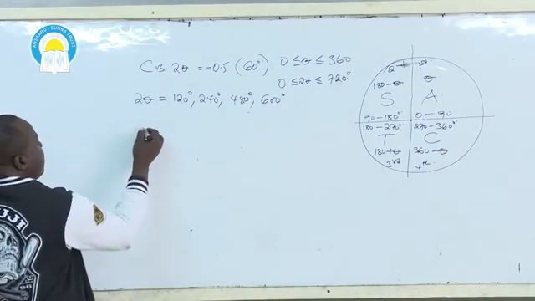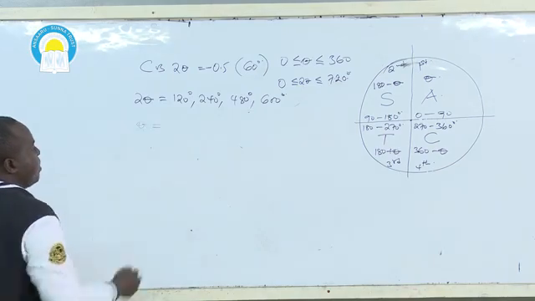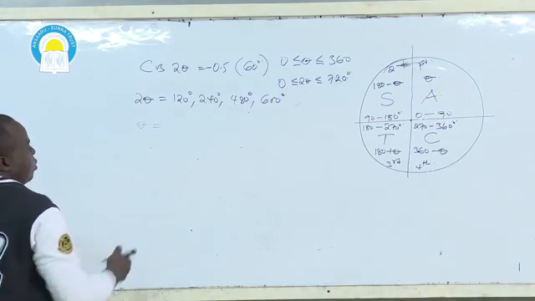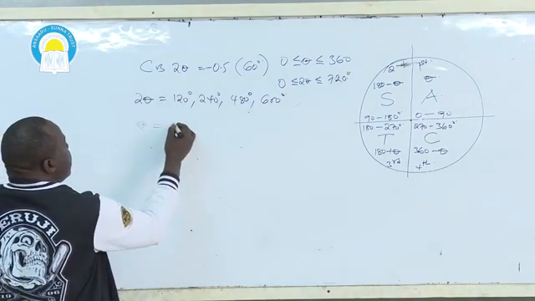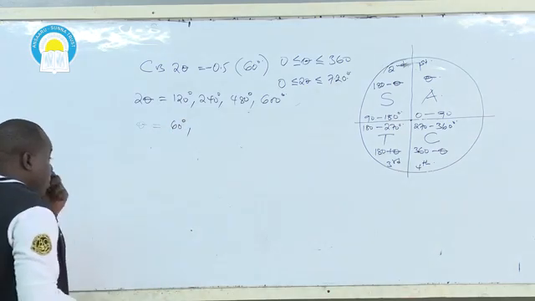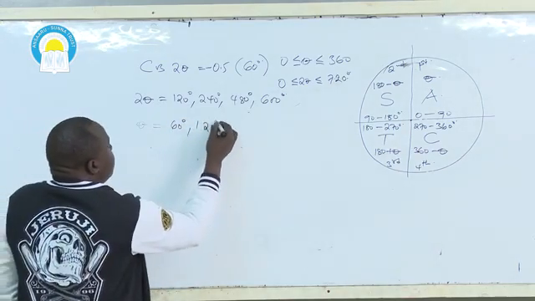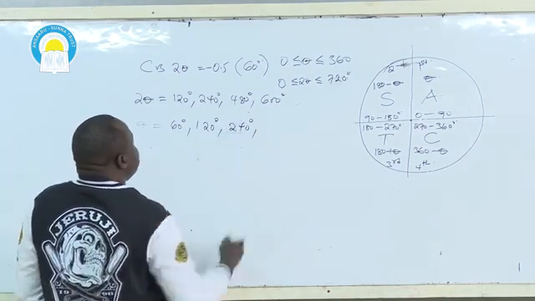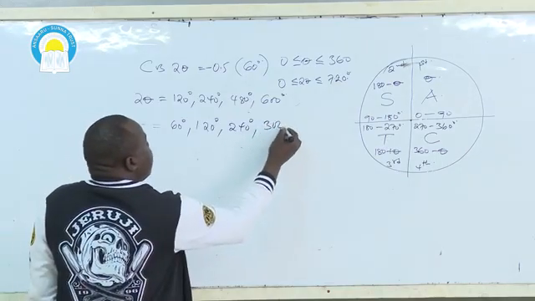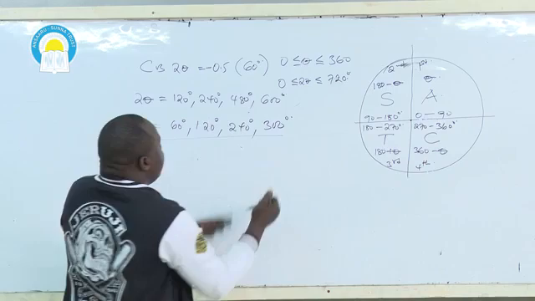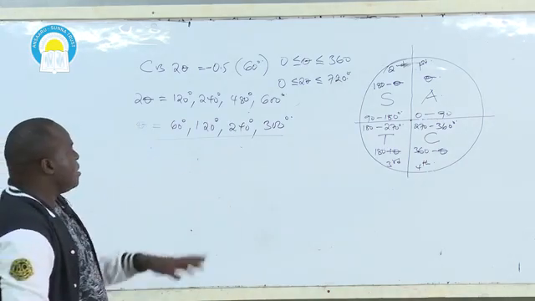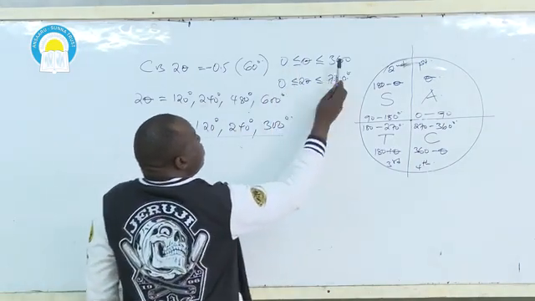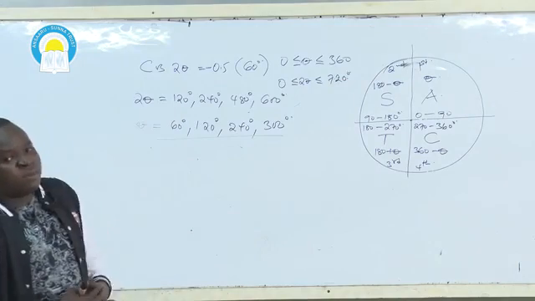Now, to get the value of theta, simply divide each value by 2. So 120 divided by 2, the answer is 60 degrees. 240 divided by 2, 120 degrees. 480 divided by 2, 240 degrees. 600 divided by 2, 300 degrees. And indeed, once you get these answers, you will realize that the values of theta that you got are actually between 0 to 360, just like the question asked.